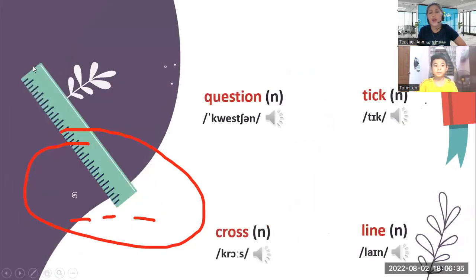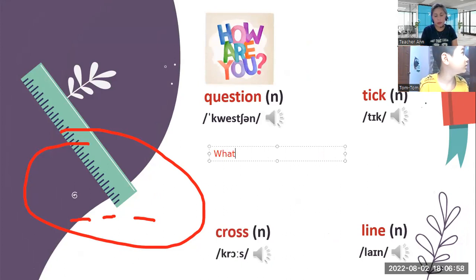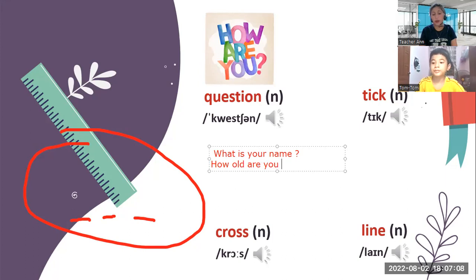Now, next, we have the word questions. Okay, that's questions. Look at this: How are you? What is your name? When teacher asks a question, like this one: What is your name? Okay, that's a question. How old are you? That's a question.